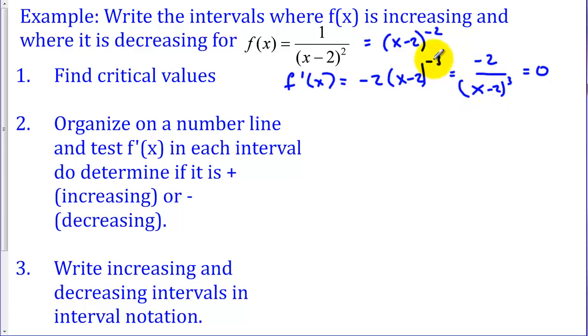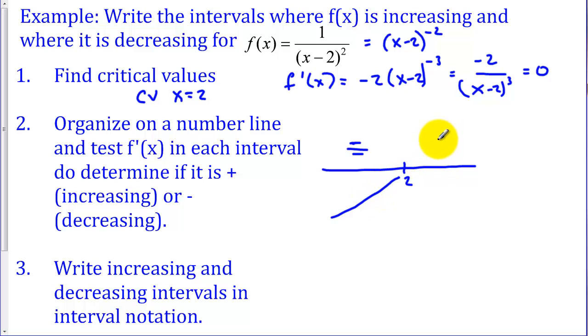But the derivative as well as the original function is undefined at x equals 2. So we have a critical value. Our only critical value is x equals 2. So if I put a negative number into the derivative here, I've got negative on top. And on the bottom, if I put a negative number in here, I've got a negative number cubed, which will be negative. So we've got negative over negative, which is positive, so this is increasing. And over here, if I put a big positive number here, I've got a negative on top and a positive on the bottom, so we are decreasing.